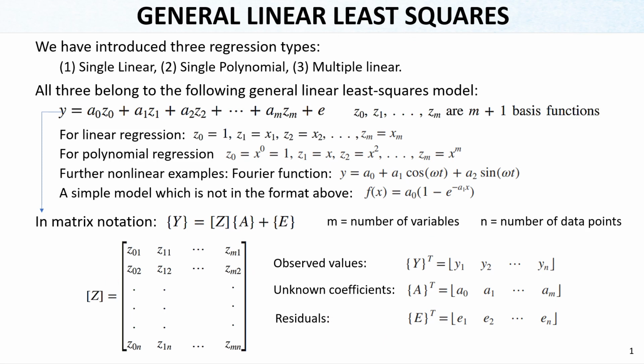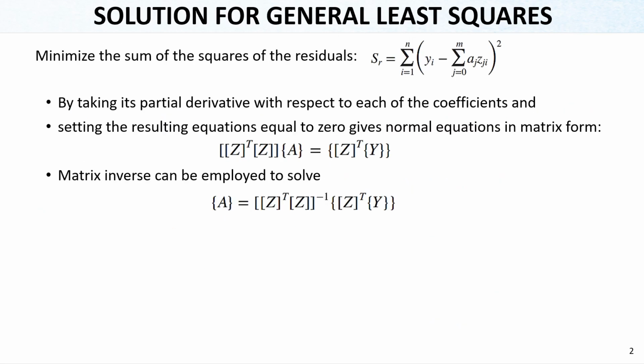Let's check that in the next slide. The solution for general least squares will have the minimization of the sum of the squares of the residuals again. So these are the regression function coefficients multiplied by the basis functions we mentioned in the previous slide, and the sum of squares will give us the residuals. Minimize it, meaning take the partial derivatives with respect to each of the unknown coefficients. Then set the resulting equations equal to 0, which gives us normal equations in matrix form. These are called normal equations. So basically it's Z times a equals y.